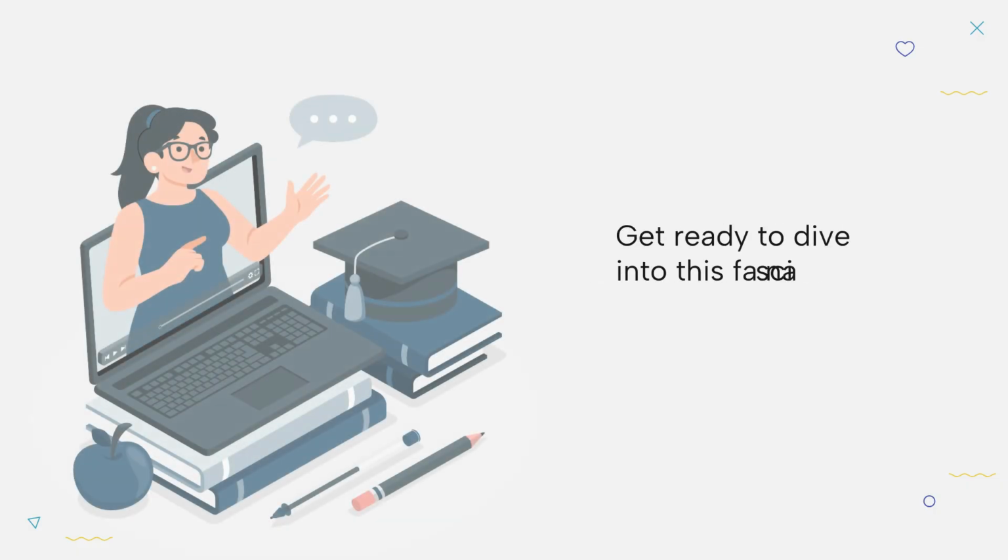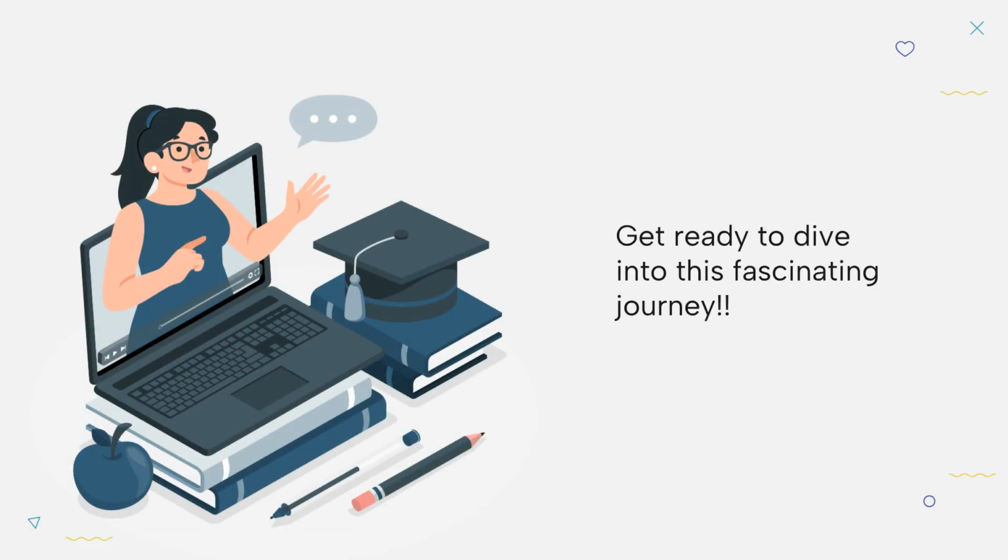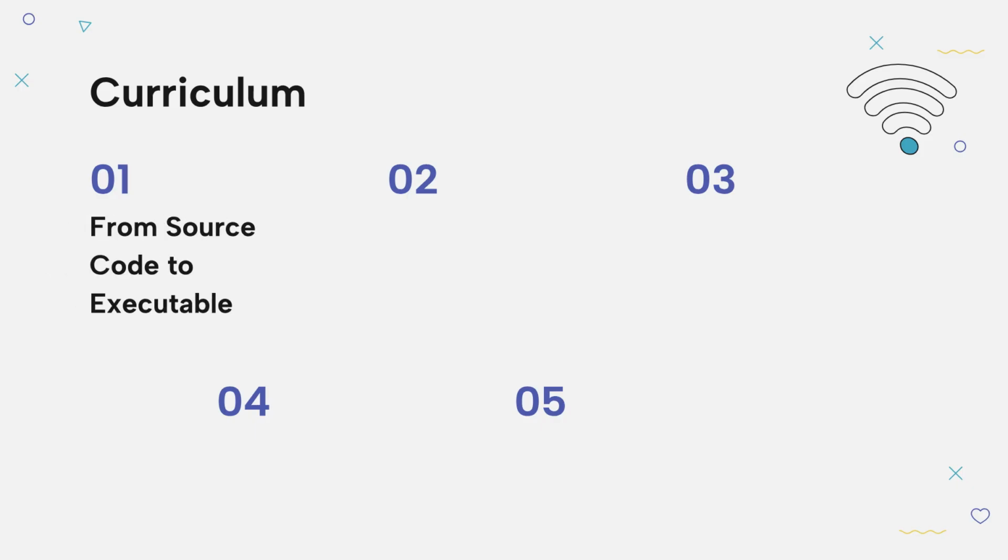So in this series, we are going to explore how a program moves through each of these stages and understand what really happens inside the computer during this fascinating journey. To make things easier to follow, this series will be divided into 5 parts. Part 1, from source code to executable. Here we will understand how the code written by a programmer is transformed into a runnable program with the help of a compiler.